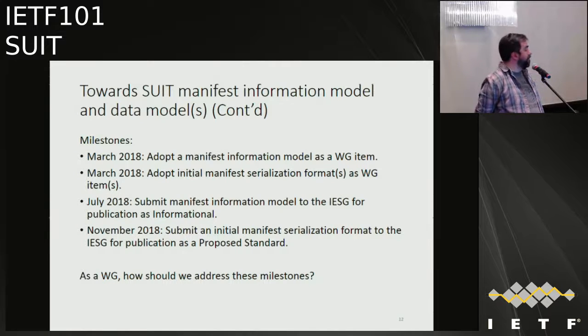We're going to need a lot of document reviews. Maybe an interim. What's that? Maybe an interim meeting. Right, and we may want to focus some time during a virtual interim to have some discussion of issues relating to the information model, and probably also for any manifest serialization formats. And then hopefully in November we'll be prepared to submit an initial manifest serialization format to the IESG for publication. So I believe at this point we should probably take to the list planning a virtual interim to start working on these items. Okay, next slide.